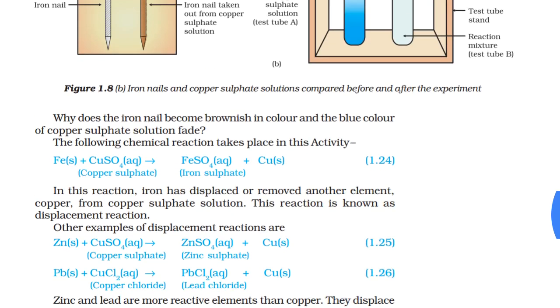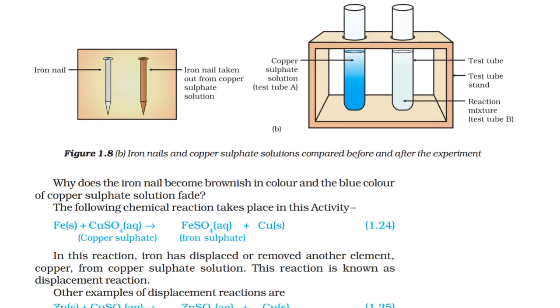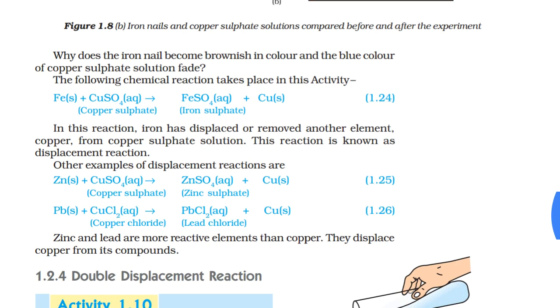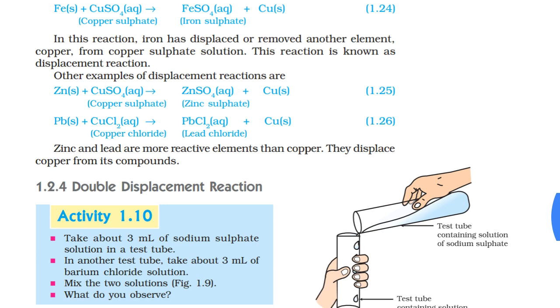Why does the iron nail become brownish in color and the blue color of copper sulfate solution fade? The following chemical reaction takes place in the activity. In this reaction, iron displaces or removes another element, copper, from copper sulfate solution. This reaction is known as a displacement reaction. Zinc and lead are more reactive elements than copper. Thus they displace copper from its compounds.